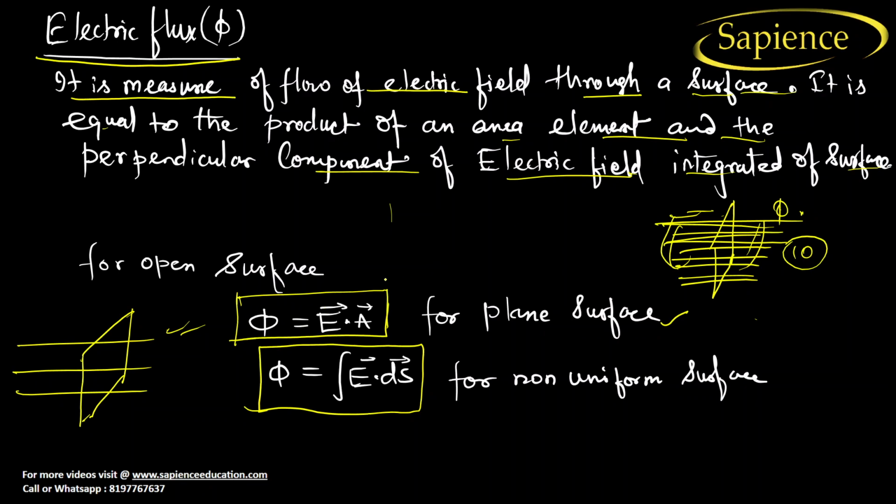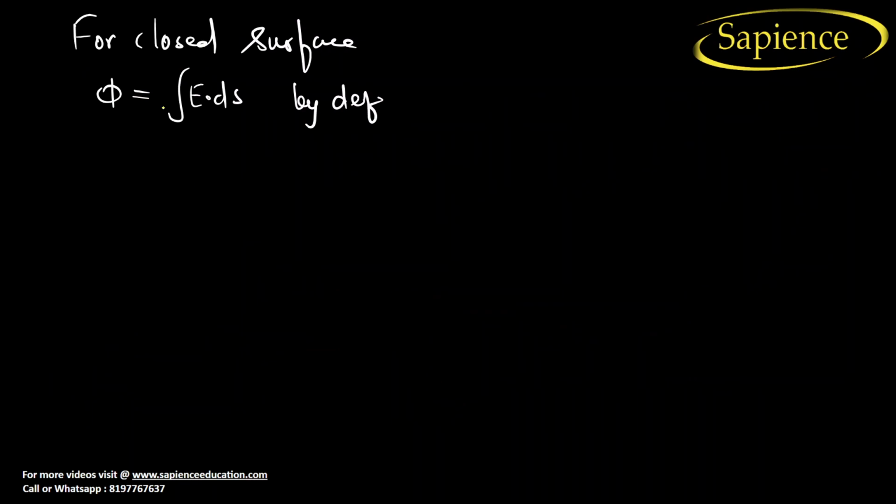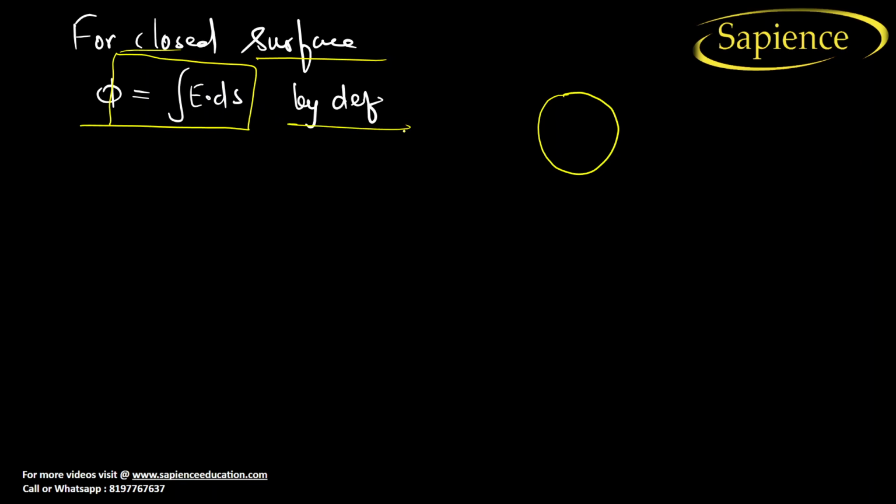So see here, you have understood now, right? So actually, electric flux can be written as electric field dot area for the plane surface, and for the non-uniform surface we need to integrate, because we don't know the magnitude of the electric field at each different surface. So this is a very important formula, right? Now for a closed surface, if there is a closed surface like this, by definition, flux can be written as the integration of E dot ds.